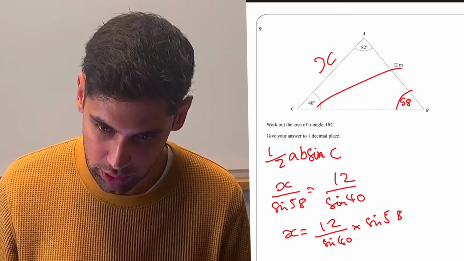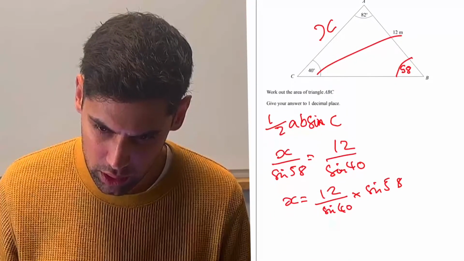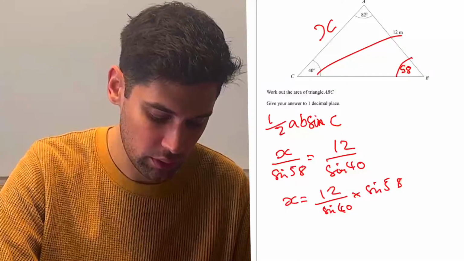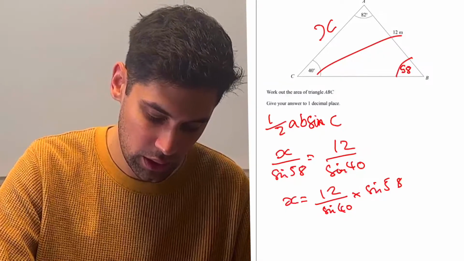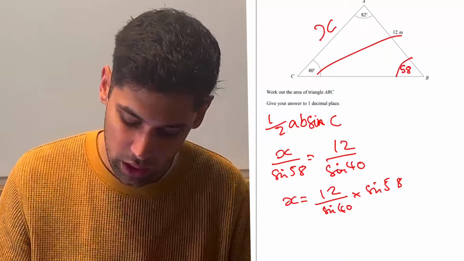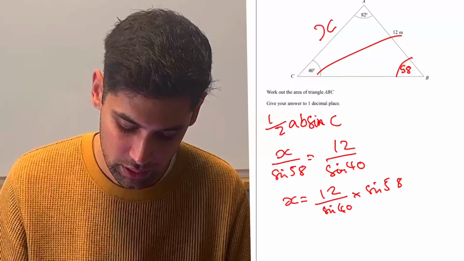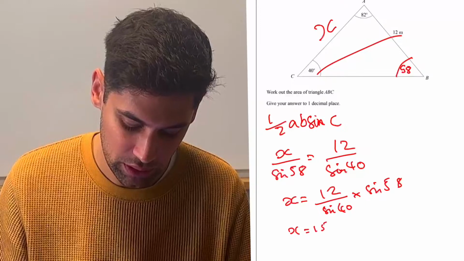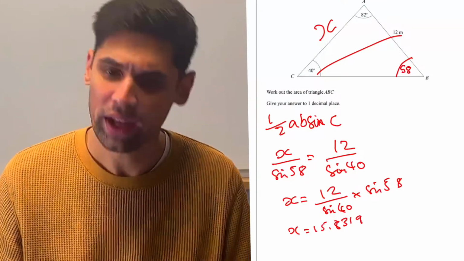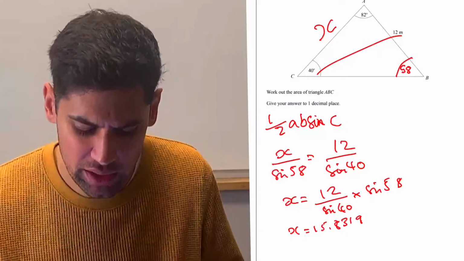I'm going to scroll down so you can see that. Very nice. And we're going to type into our calculator 12 over sine 40 times sine 58. And apparently x equals 15.8319. Why did I put so many decimal places, you ask? The question says give your answer to one decimal place.